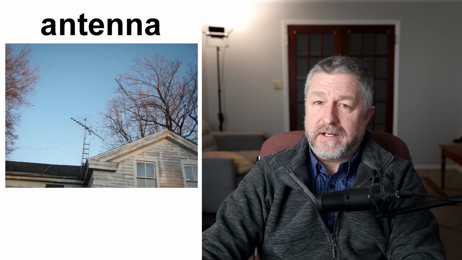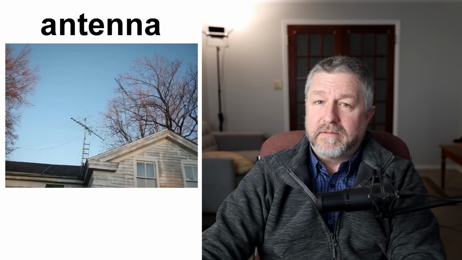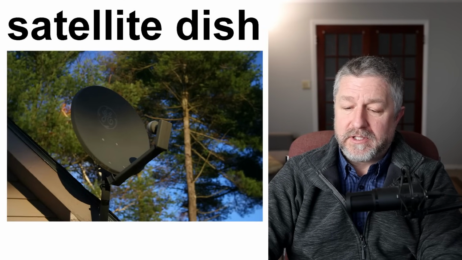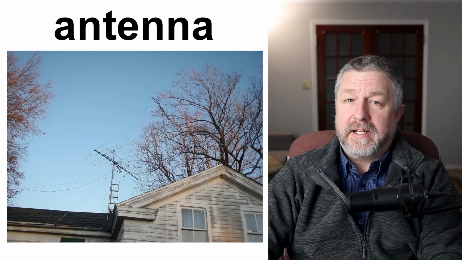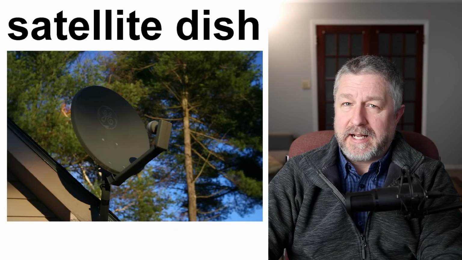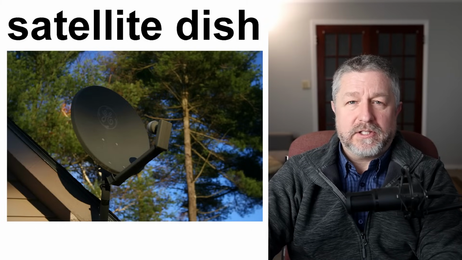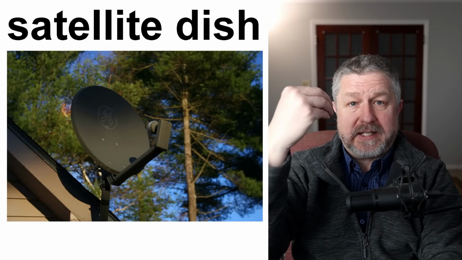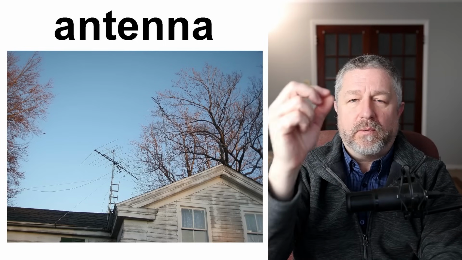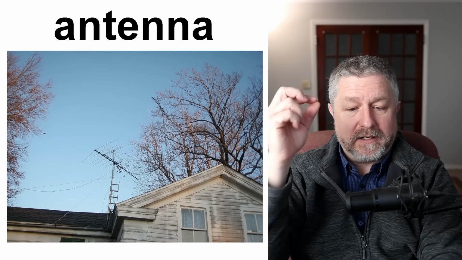And then, of course, there are satellite dishes and antennas. Where I live out in the country, people are more likely to have a satellite dish. They used to have an antenna to watch TV, but most people now have a satellite dish. So a satellite dish receives a signal from a satellite up in space. An antenna receives a radio wave from another antenna, actually.